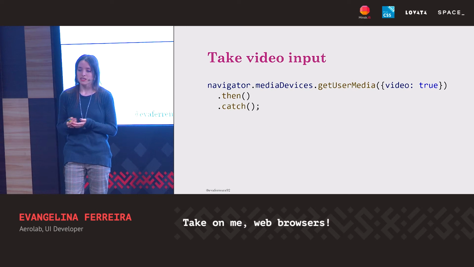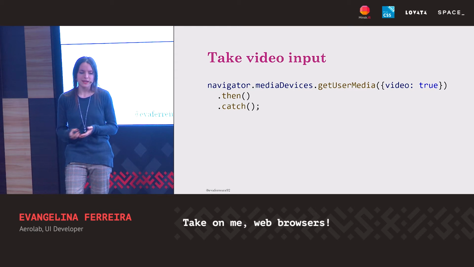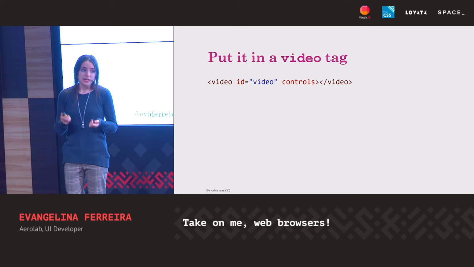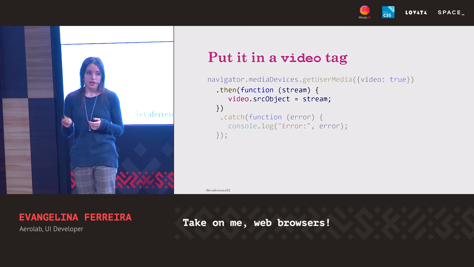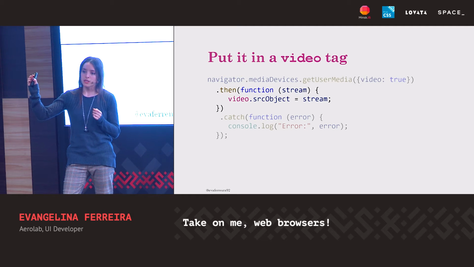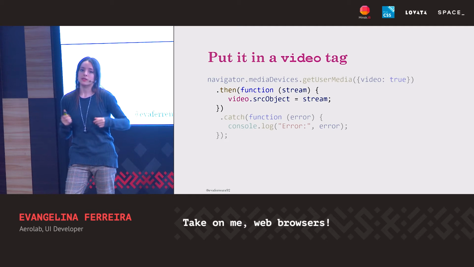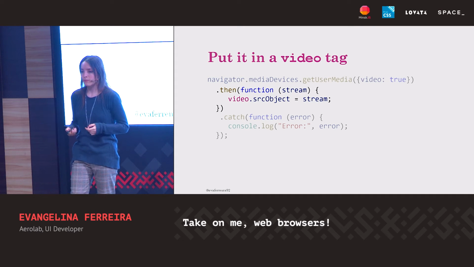So first step, take the user's camera input. We can do this natively in every browser with getUserMedia. We can identify which things we want from the user's media. In this case, only the video. We are not interested in the microphone or anything like that. So we set video to true, and this will return a promise. If it works, we will put this content into our video tag using this function. So whatever the video is streaming from the camera, we will put it into our video tag. If it fails, we just throw an error.